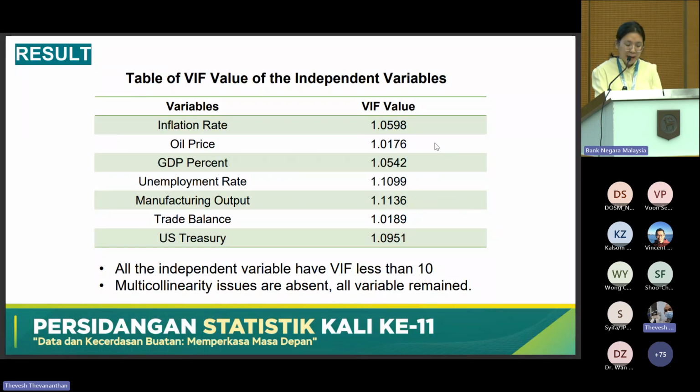For the result part, the table shows all the VIF values of the independent variables. We can see that the VIF values for all the independent variables are less than 10, indicating that there is no multicollinearity issue and all variables remain for the second step of the process.